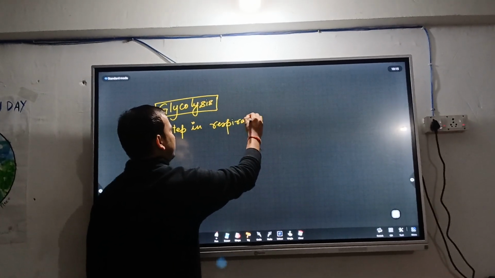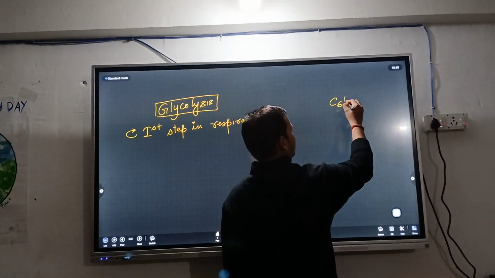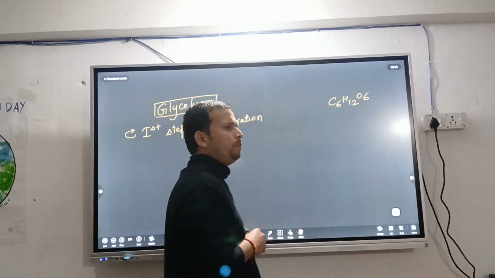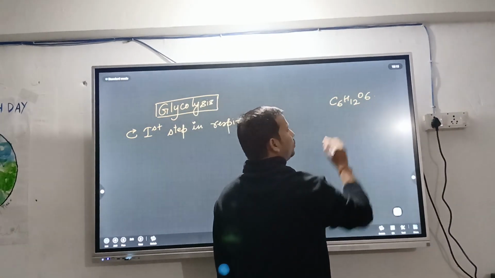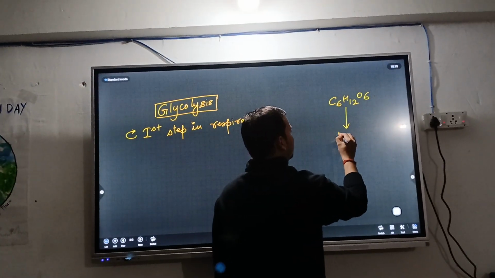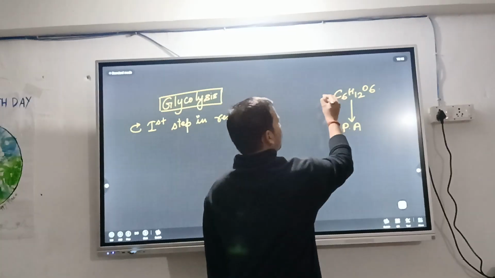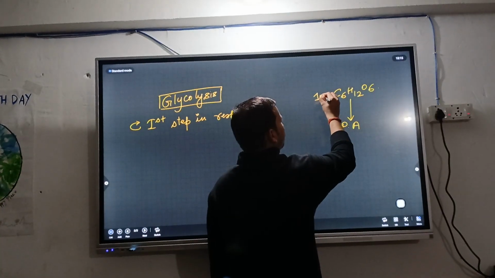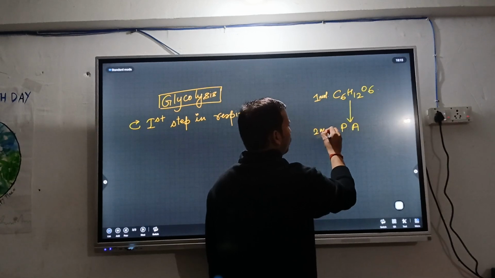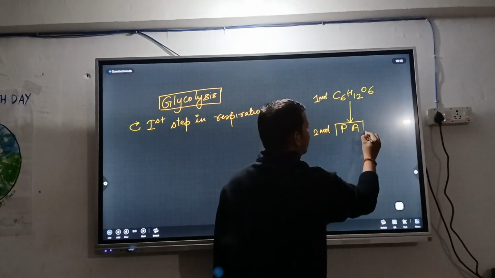Okay, what does it mean, sir? It means suppose you are going to break glucose. So why are you breaking this one? You are breaking this one, student, to get energy. So if you break this glucose, then finally it will convert into pyruvic acid. Means one molecule of glucose breaks into two molecules of what? Pyruvic acid.